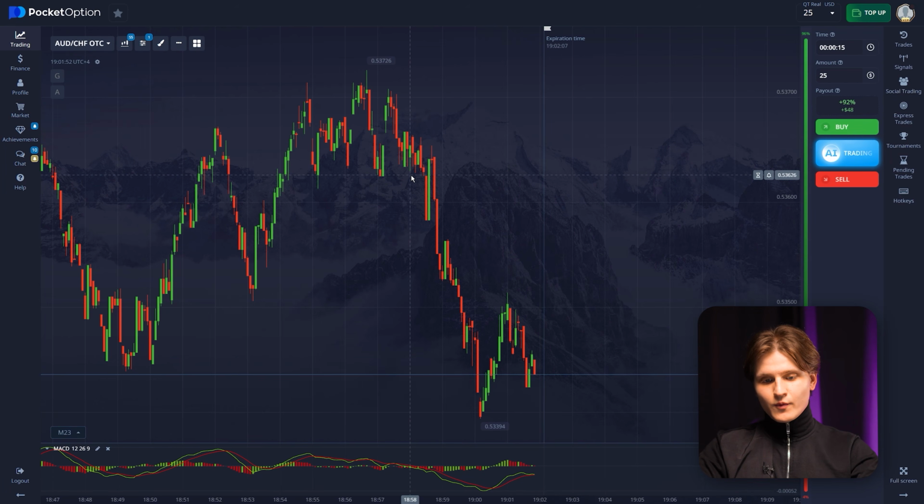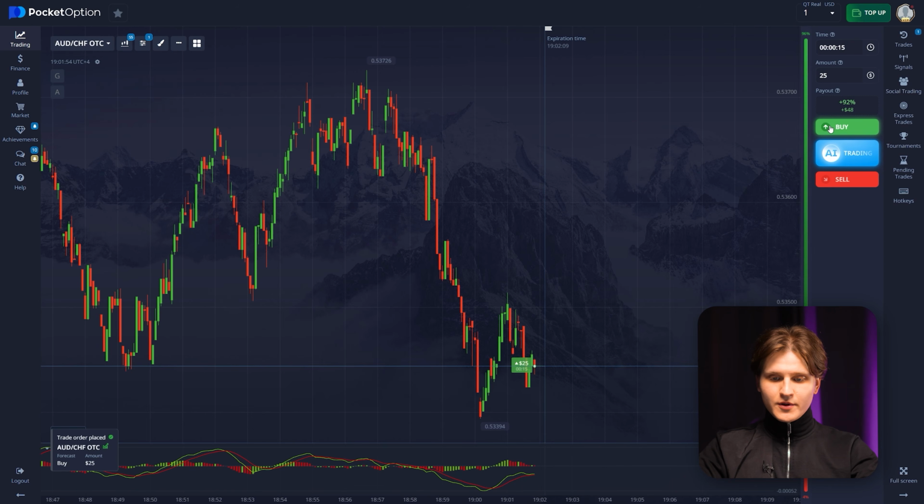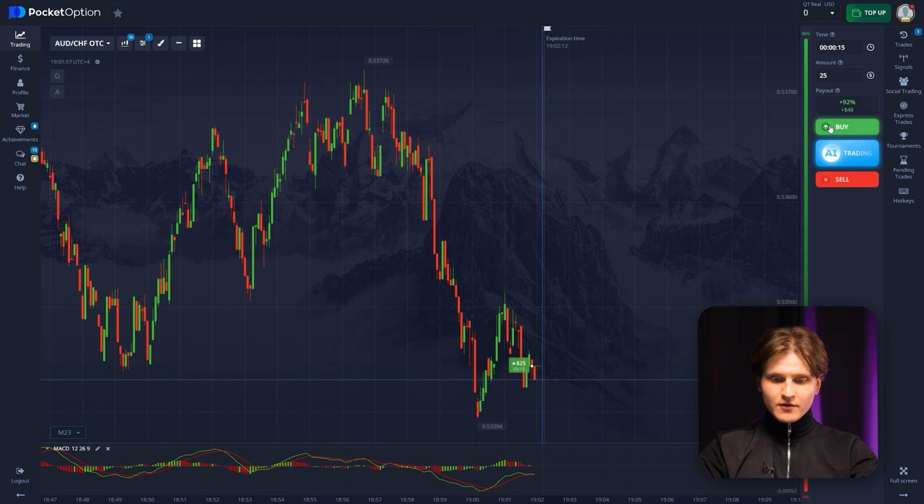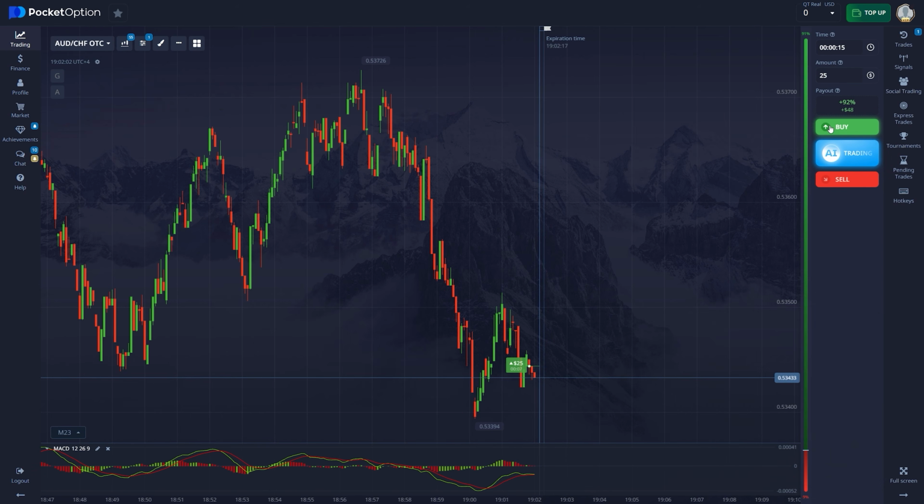Let's get started. Here I open a position upwards and wait for the expiration time. I open a trade up here because the indicator and the chart direction indicate it to me. It's an obvious situation.